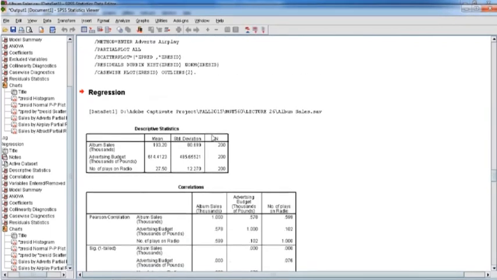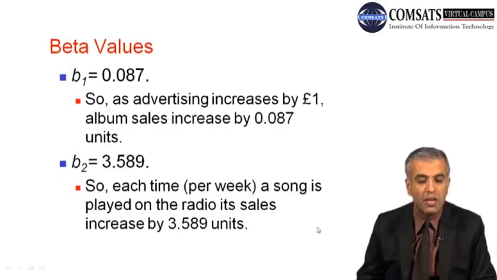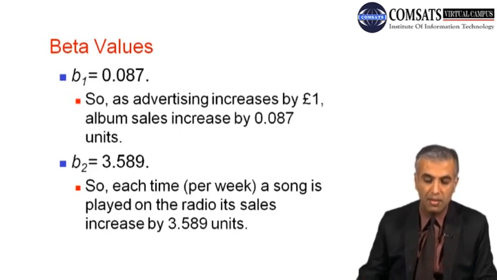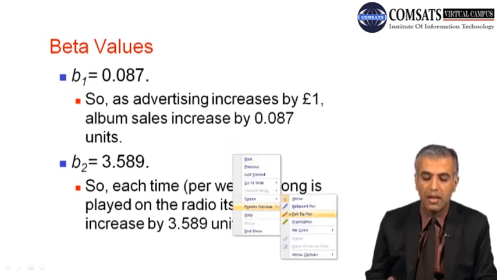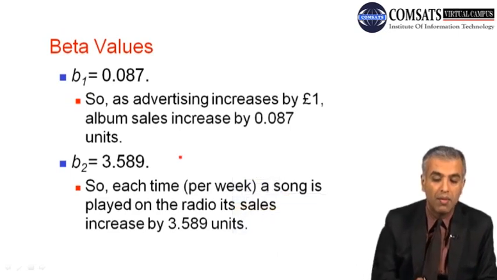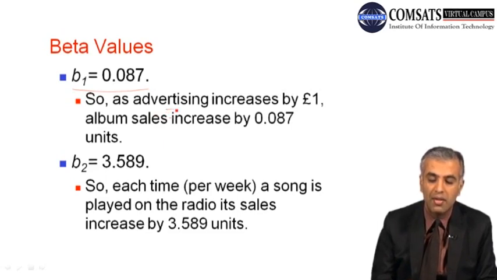We go back to our slide, and here these are the beta values which are reported in the test which we have just conducted. You can see that the beta value here gives us a clear idea, which we have already discussed before, that beta 1 here is 0.087. So the interpretation of that beta 1 value is that as advertising increases by £1, then album sales would increase by 0.087 unit.